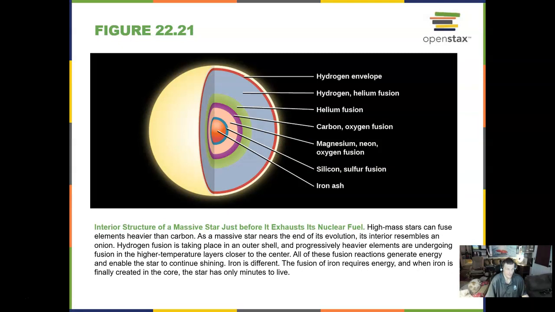This is the shells for a massive star. We have the same shells, but we get more shells going in this. Magnesium, oxygen fusion, silicon and sulfur fusion. Can you imagine? And then at the bottom is iron ash. We cannot fuse iron in a star, and so that is the point when it explodes into a supernova.